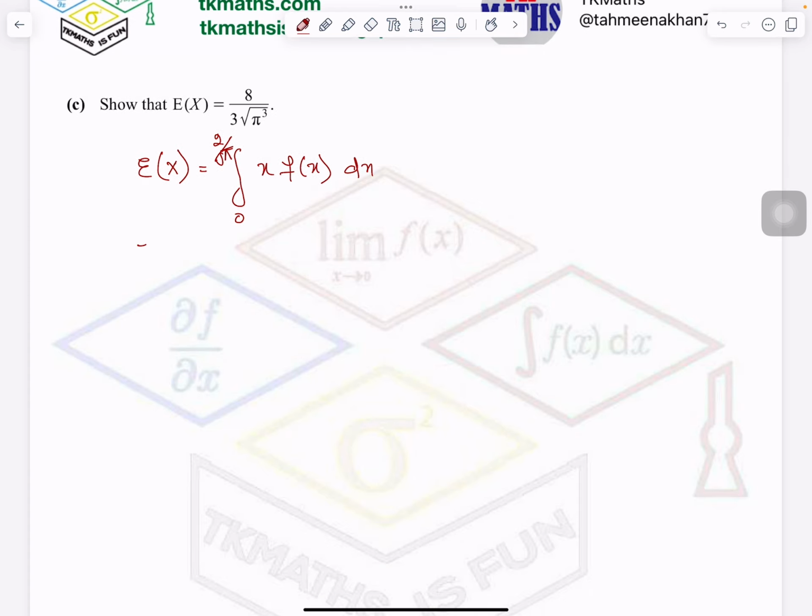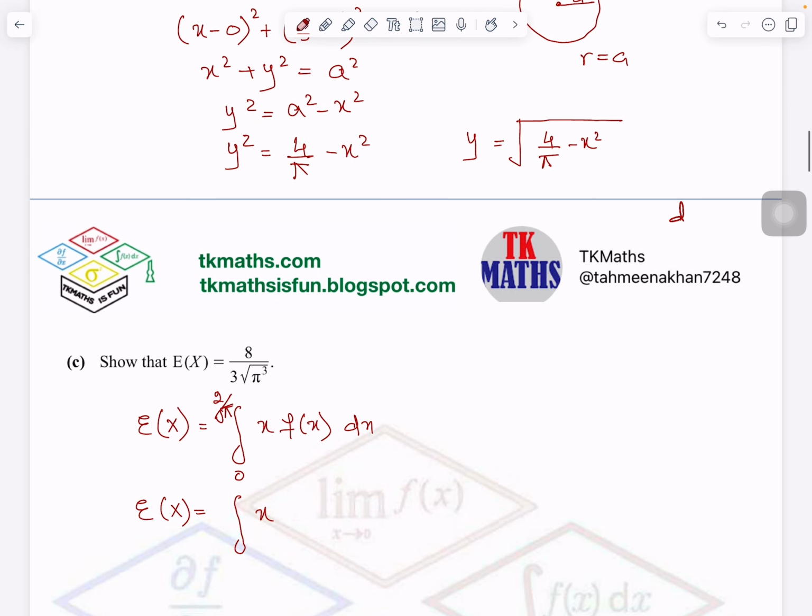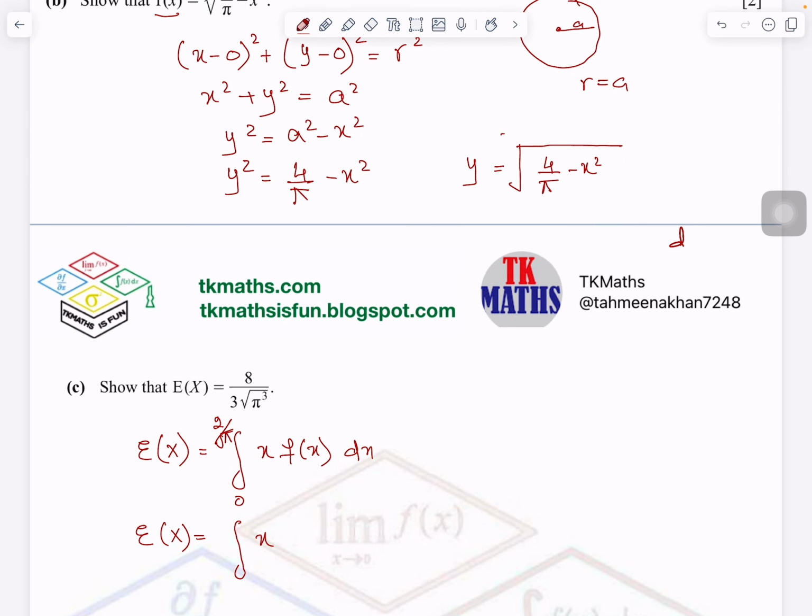Let's see here. So mean of x is equal to, I'm not writing limits, I will write at the end. So what is my function? My function, we have just proven in the last part, is root of 4 divided by pi minus x square. This is my function, right? So I will write this function here.